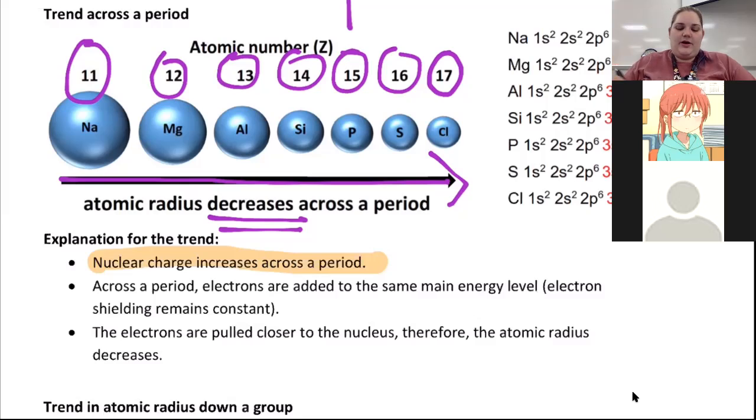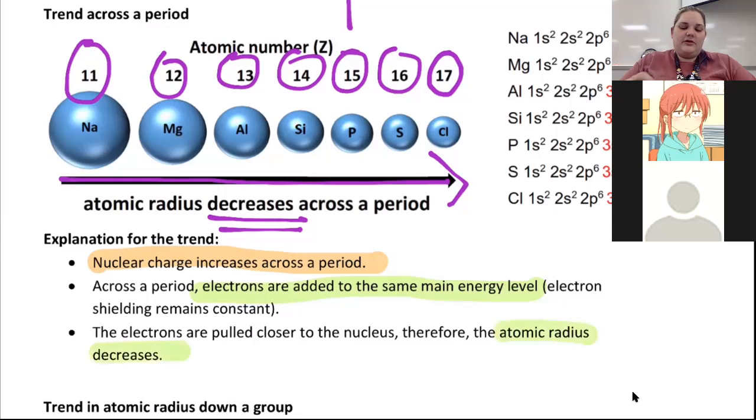And so if I were to compare sodium to chlorine, chlorine is going to be a lot smaller than sodium because it has a higher nuclear charge, due to the fact that it has more protons in the nucleus, okay? And that's basically what the other little bullet points here say. Electrons are added to the same main energy level, so the shielding is constant. There's no increase in shielding. But since the electrons are all added to the same level, the protons pull them in when there are more protons to attract them. And that's what causes the atomic radius to decrease.